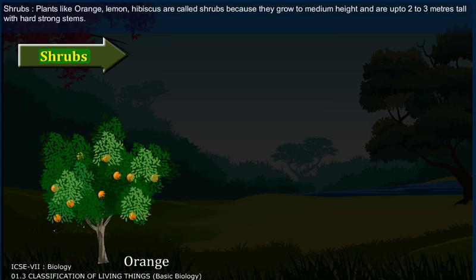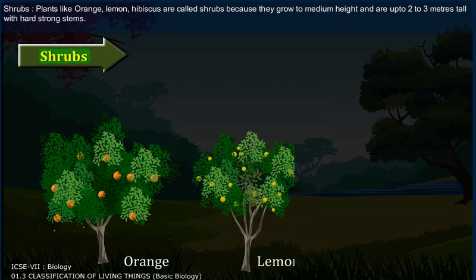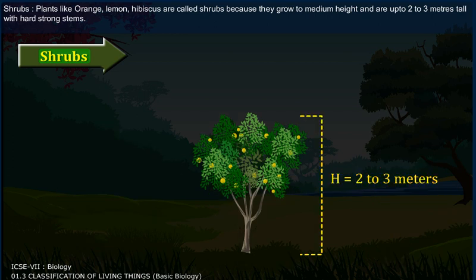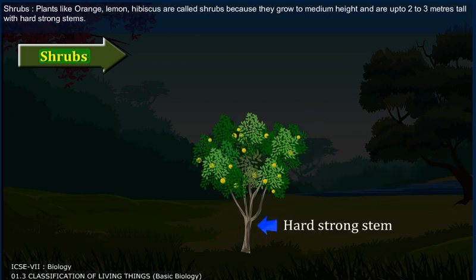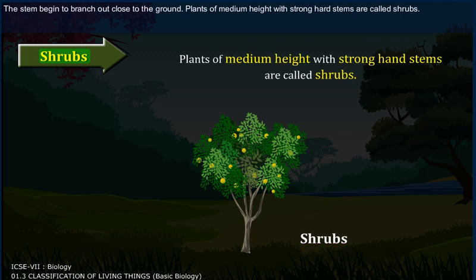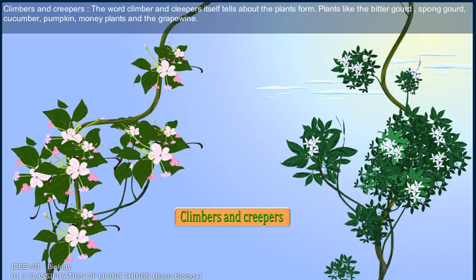Shrubs. Plants like orange, lemon, hibiscus are called shrubs because they grow to medium height and are up to 2 to 3 meters tall with hard strong stems. The stem begins to branch out close to the ground. Plants of medium height with strong hard stems are called shrubs.